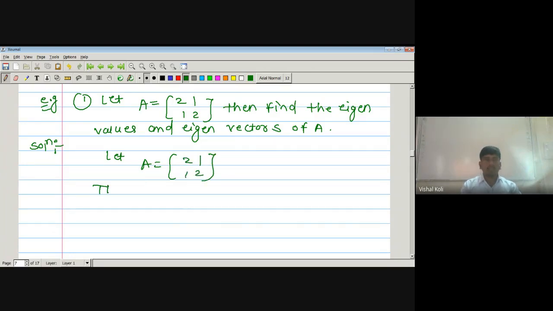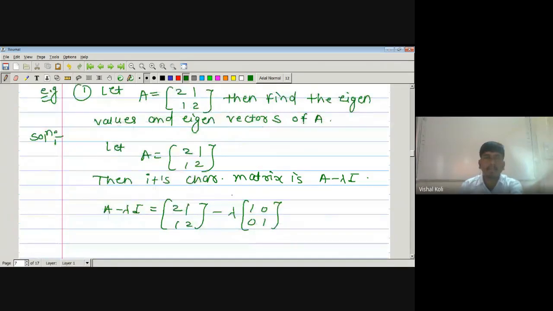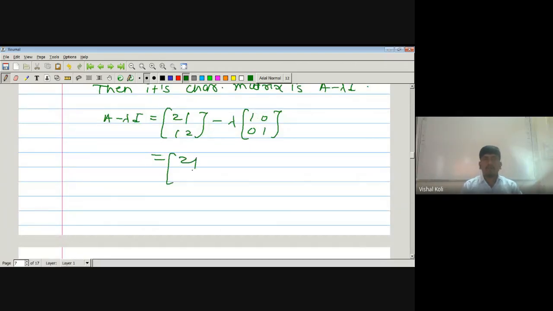Then its characteristic matrix is A minus lambda I. So A minus lambda I is equal to, A is a matrix of order 2 by 2, [2 1; 1 2], minus lambda into the identity matrix of order 2, [1 0; 0 1], which is nothing but [2 1; 1 2] minus [lambda 0; 0 lambda], which is equal to [2 minus lambda, 1 minus 0; 1 minus 0, 2 minus lambda]. So A minus lambda I will be the characteristic matrix.